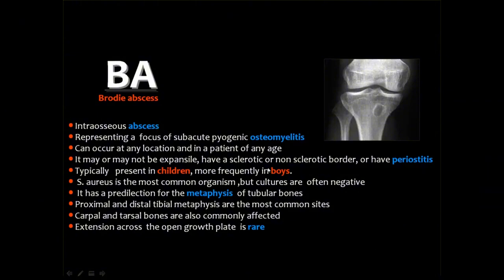This Brodie abscess is commonly seen in children, and Staph aureus is the most common organism, as is the case in osteomyelitis. The lesion occurs in the metaphyses of the tubular bones, and the most common sites are the proximal and distal ends of the tibia.